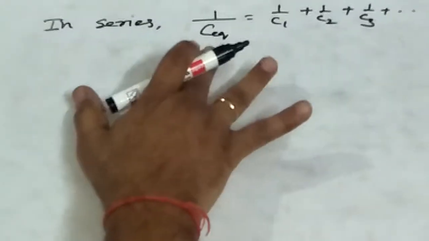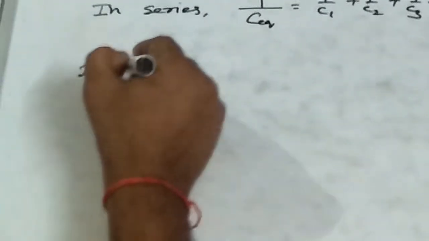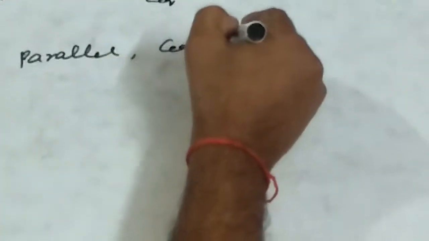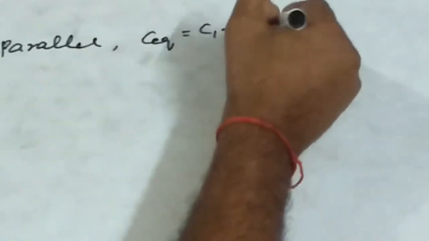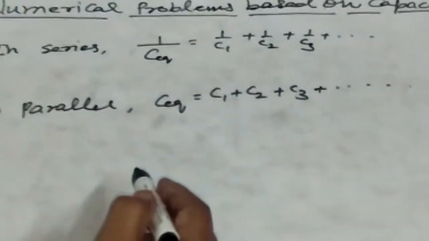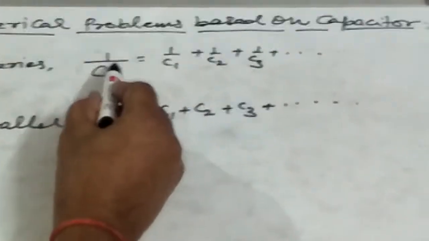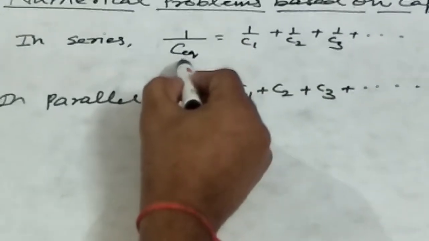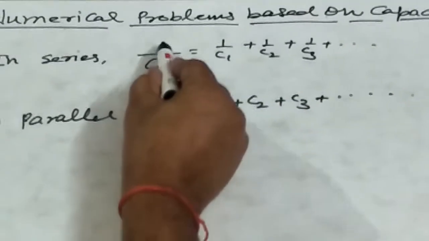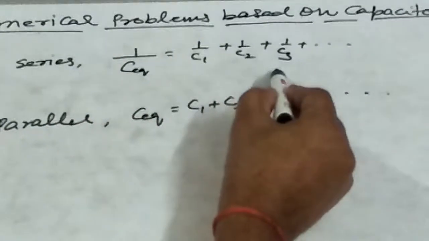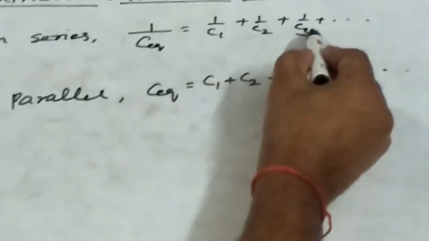And in parallel combination, as you know the formula, C equivalent is equal to C1 plus C2 plus C3 plus dot dot dot. One more thing I would like to remind you here. In series combination, this one is 1 upon C equivalent. But your aim is to find finally C equivalent. So first you will find out what is the value of 1 upon C equivalent, and then you will calculate what is the C equivalent by using this formula.